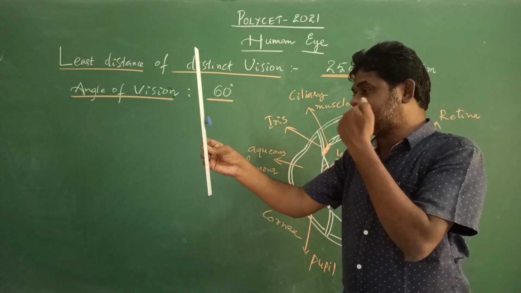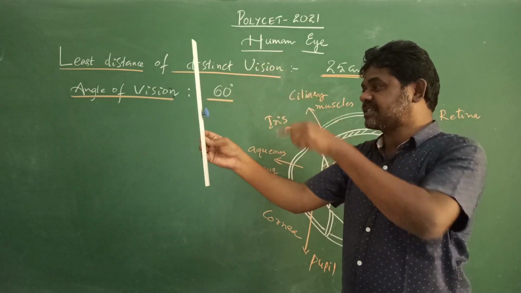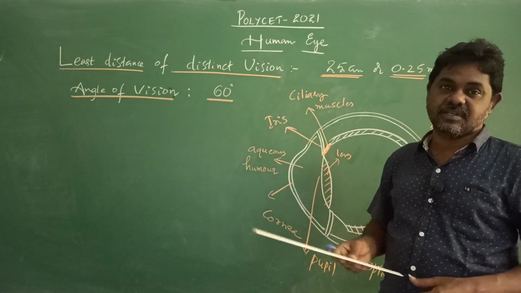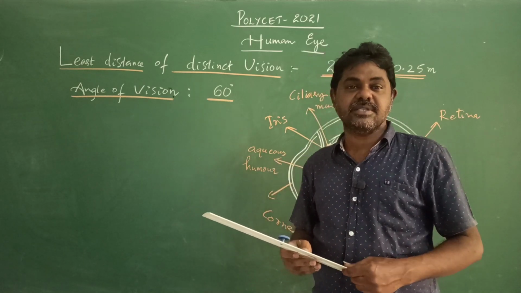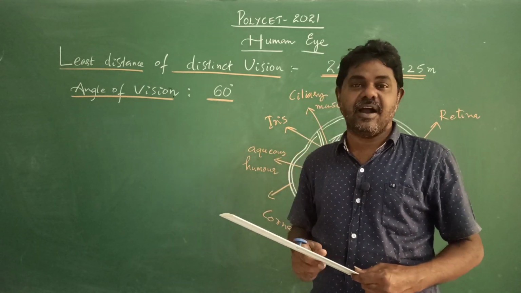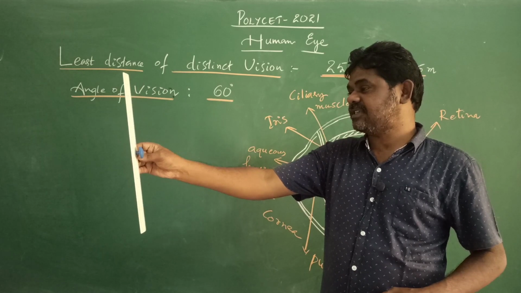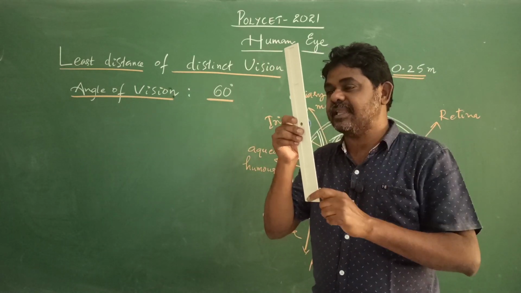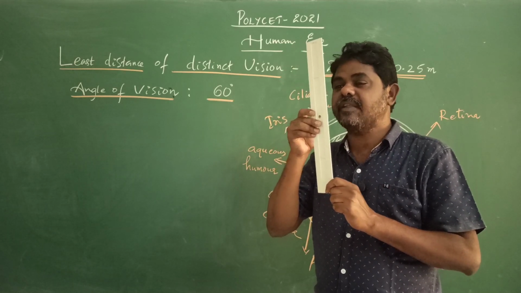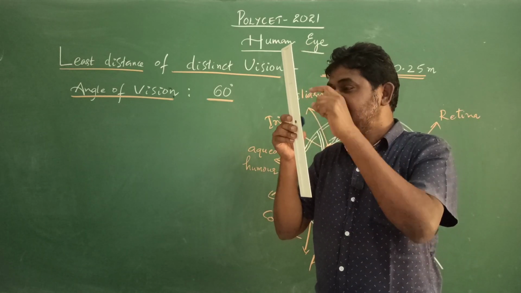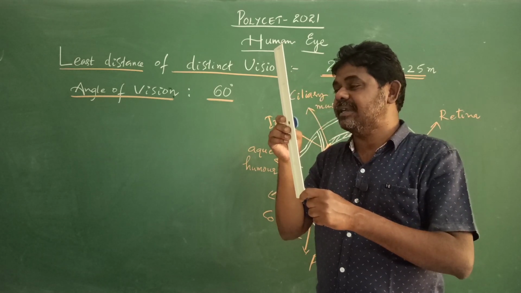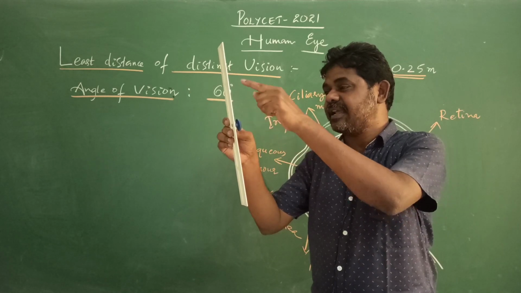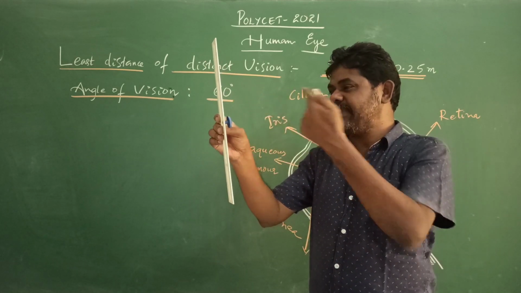The minimum distance at which you can see the readings of the scale clearly is known as least distance of distinct vision. For a healthy person, the person who is not suffering with any defect of eye, the least distance of distinct vision, you also keep your book close, you cannot see anything. If you keep your book or if you keep the scale close to your eye, the readings are going to appear blurred. Gradually if you move away, at one point you can see the letters or the readings clearly. So that is the minimum distance.